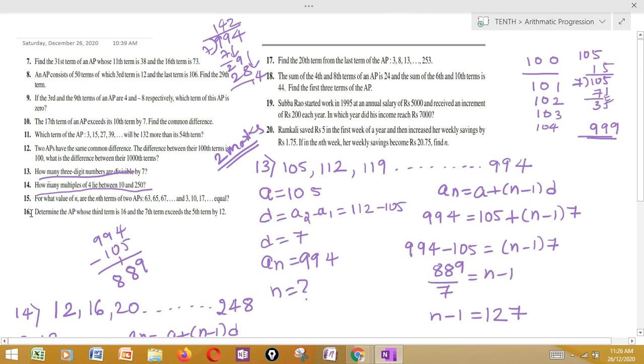For what value of n are the nth terms of the two APs 63, 65, 67, and 3, 10, 17 equal? Can anybody tell me the meaning of that question? Later on we shall go to the solution of that problem. Once you are clear with the understanding of the question, then you will easily solve the problem. The first thing is you should understand the question.